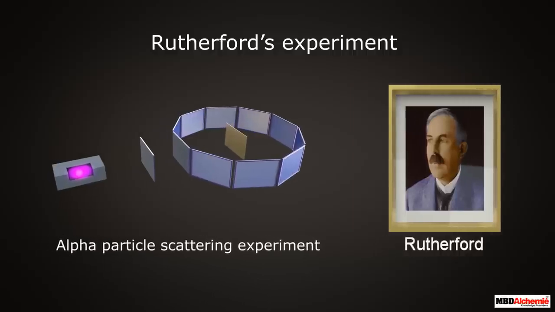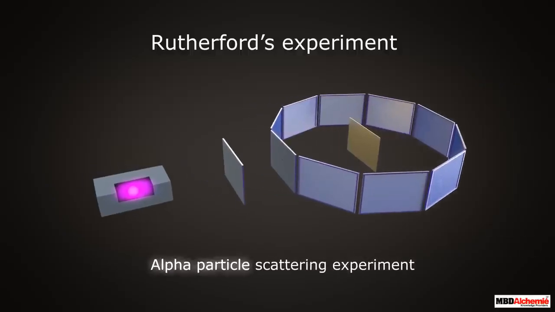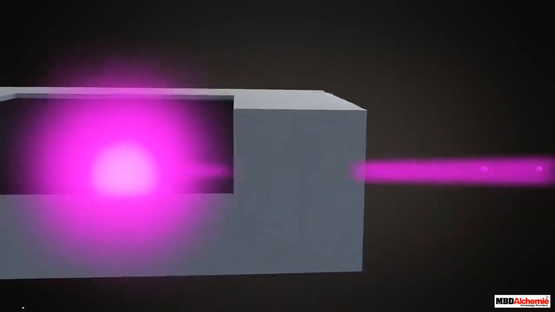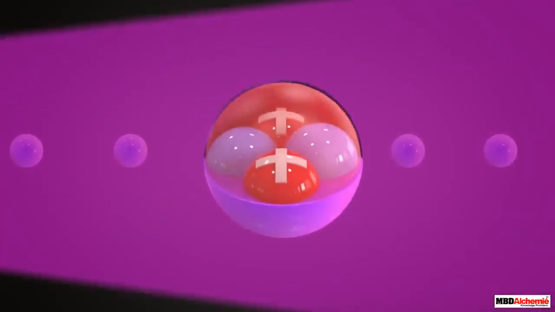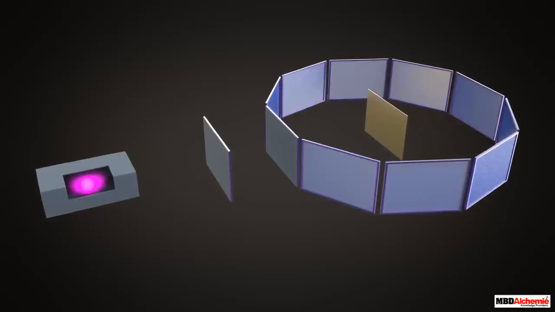To understand about his experiment, let us first see what alpha particles are. Alpha particles are emitted by radioactive substances. These are helium ions with double positive charge. Now let us look into the details of the alpha particle scattering experiment.